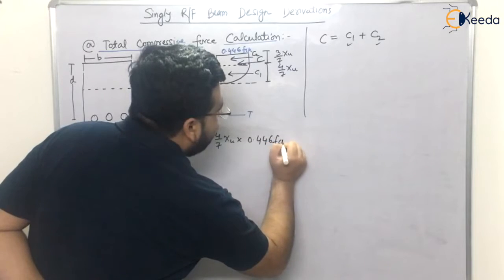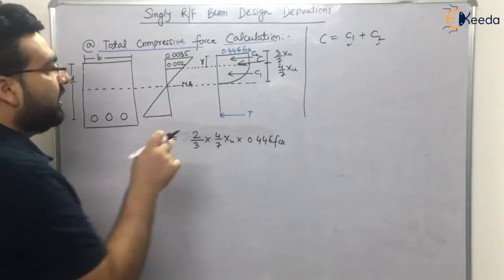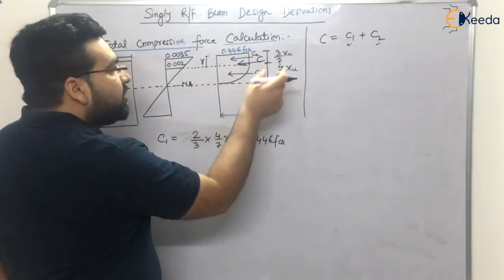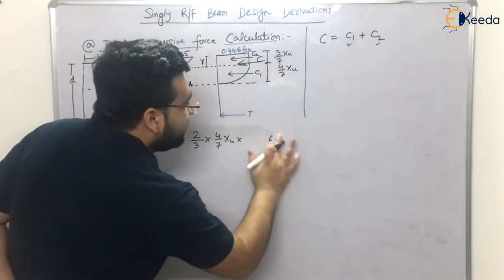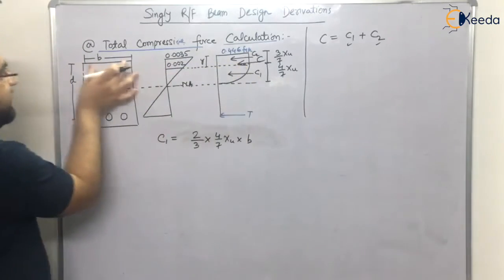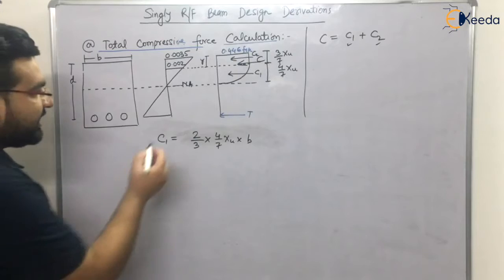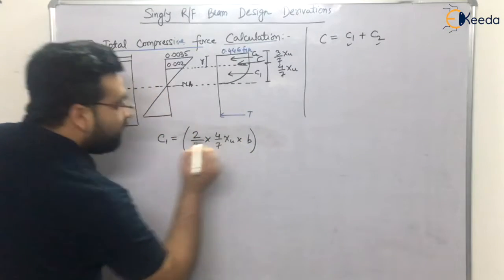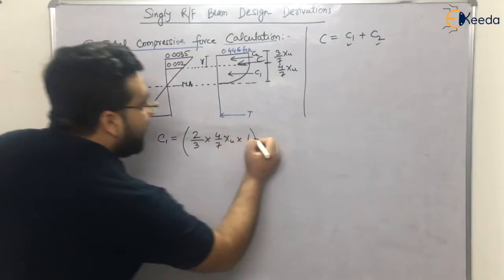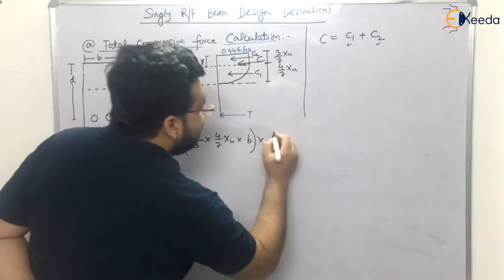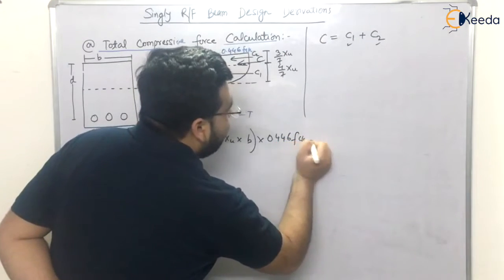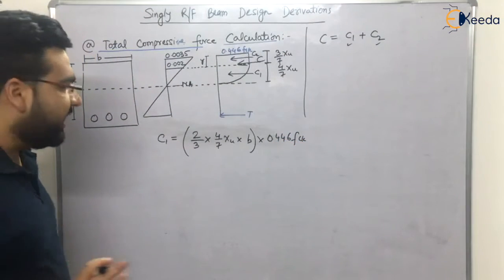0.446 FCK or 0.45 FCK. Now 2/3 into this, right? Okay, and into stress. Sorry, I have 0.446 FCK into B. Why B? Because this distance is actually the width of the beam. So this has become area. If I multiply area with the stress, what will I get? I will get force into 0.446 FCK.